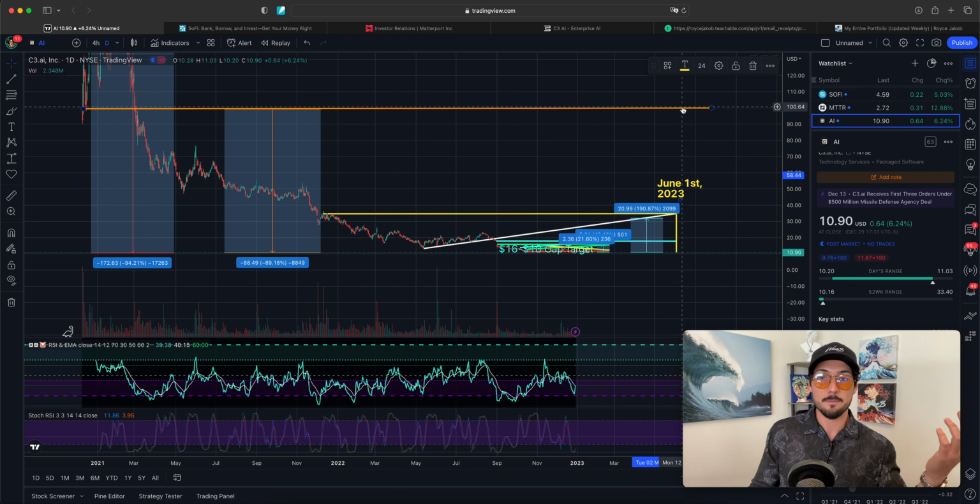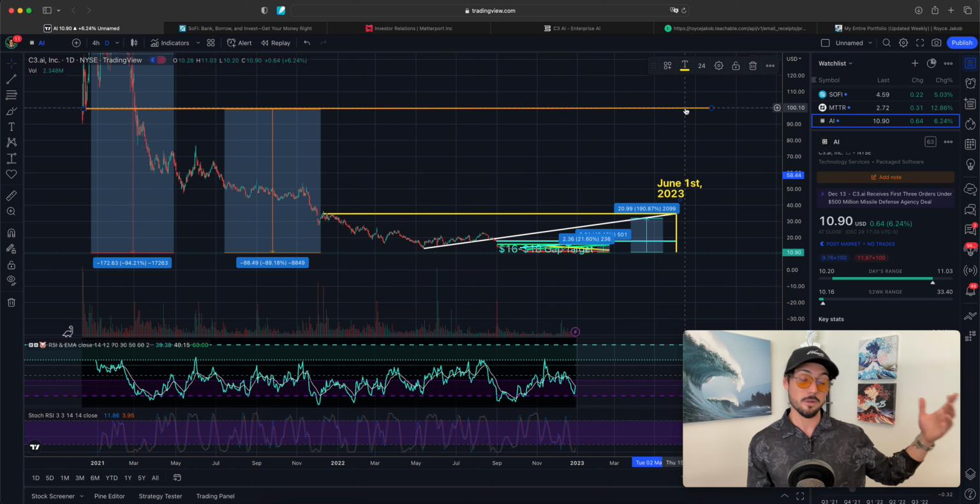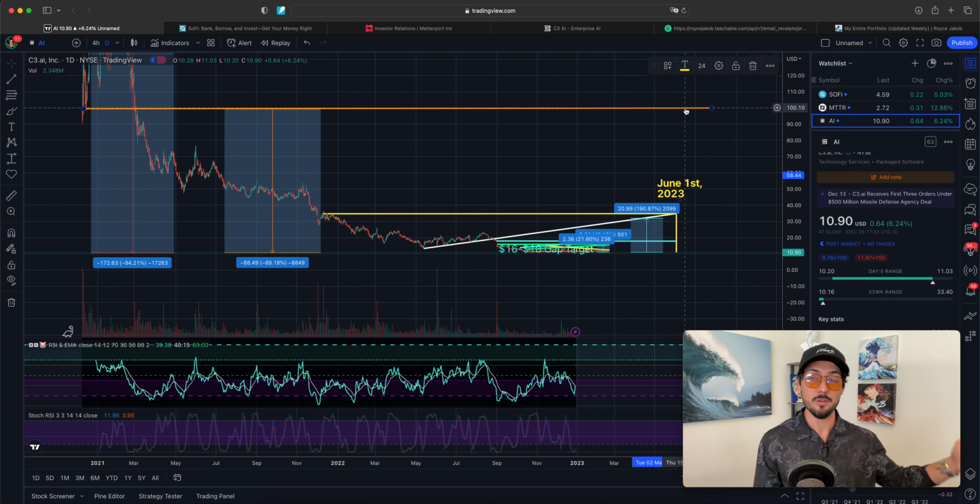But I do think at some point, definitely by 2025, I think C3 AI can easily reclaim the $100 mark. So this is probably, if I could only choose one of these stocks to buy and hold for the next 2 to 3 years, it would absolutely 100% be C3 AI, okay, or ticker symbol AI.